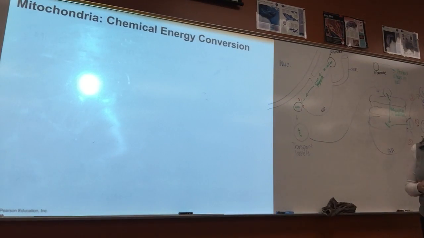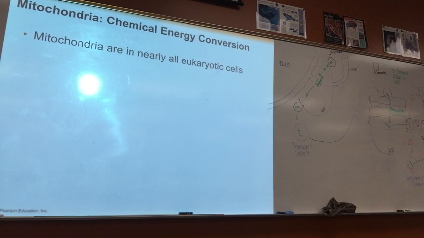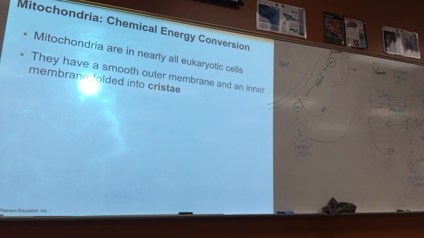So we wrote that the mitochondria does cellular respiration. It's found in nearly all eukaryotic cells to make ATP. Let's talk about its structure for a second. So it has a smooth outer membrane and an inner membrane folded into cristae.